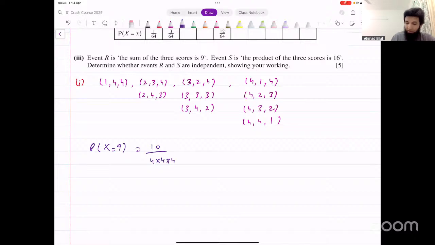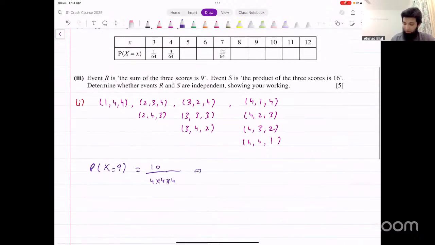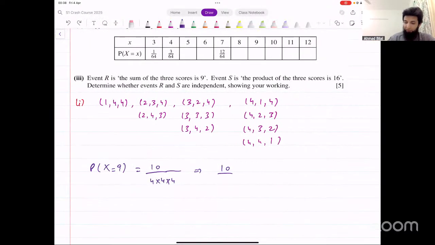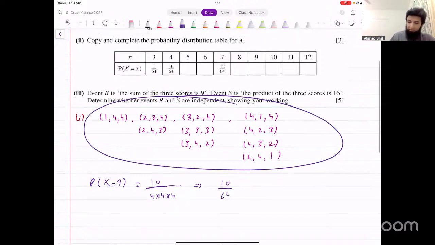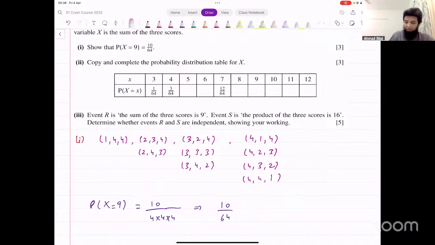Show how you're calculating 64, right? It's given in the question. You have to show your working. It's 10 over 64. So in order to get full marks in this, you would have to clearly show these cases that justify this numerator being 10, that you have 10 cases like this. And in the denominator, you have to clearly show that you're multiplying 4 3 times or 4 cubed. Okay, that's how you can do it.